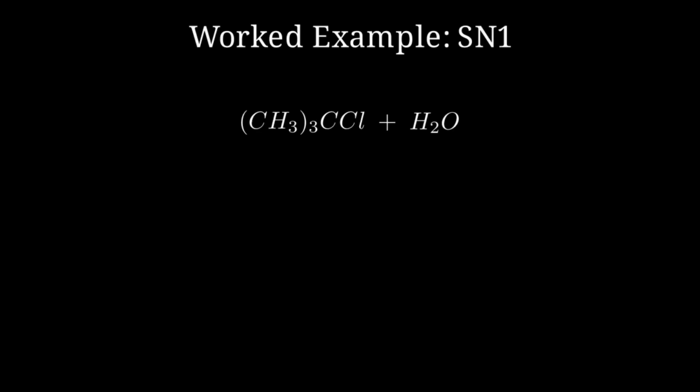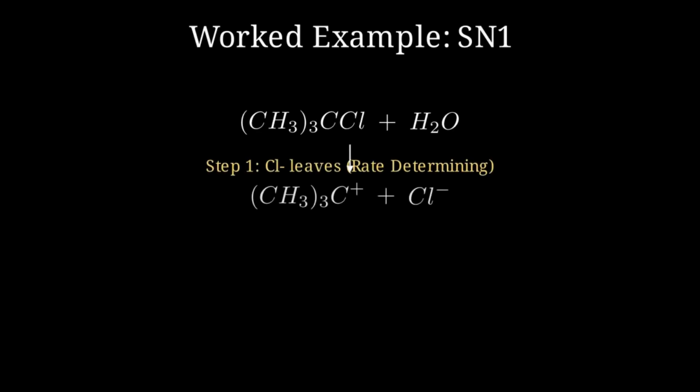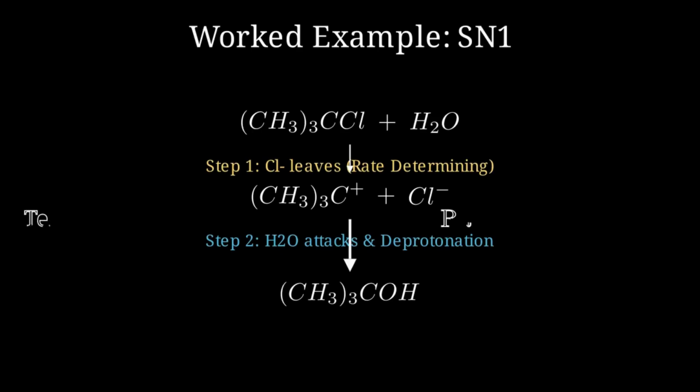Now consider tert-butyl chloride in water. This is an SN1 process. The rate depends only on the concentration of the alkyl halide. Adding more water won't speed up the reaction because the slow step is the chloride leaving.